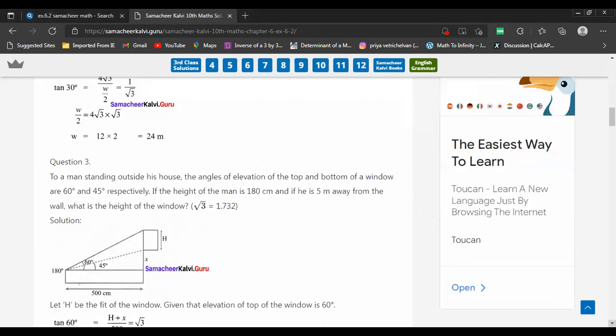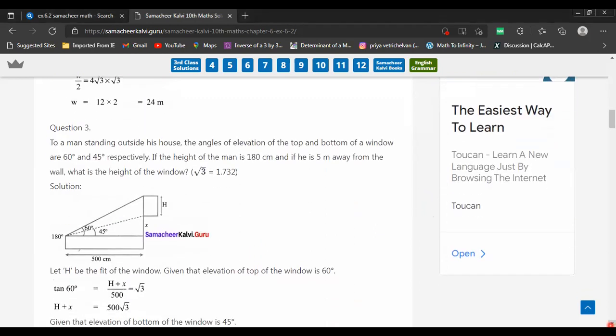To a man standing outside his house, the angles of elevation of the top and bottom of a window are 60° and 45° respectively. If the height of the man is 180 centimeter and if he is 5 meter away from the wall, what is the height of the window?